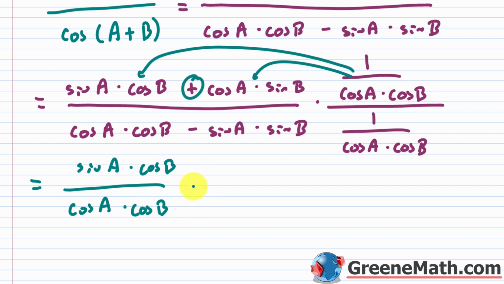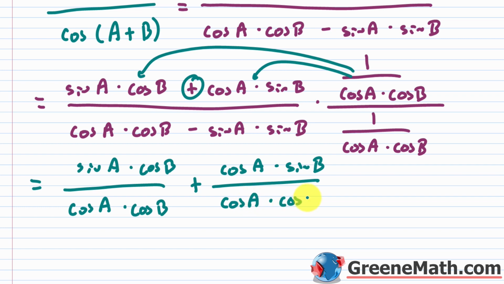Then we have a plus here, so let me put plus. You're going to have your cosine of A times your sine of B over, again, you're going to use the cosine of A times the cosine of B. So that's this part right here. Now I got to do the same thing down here. So this times this, and then minus this times this.